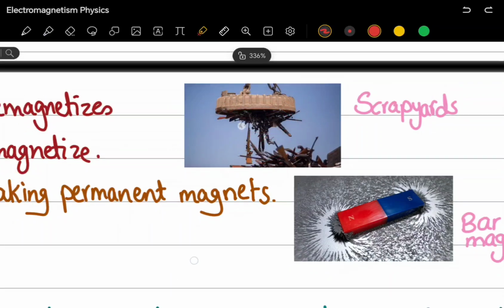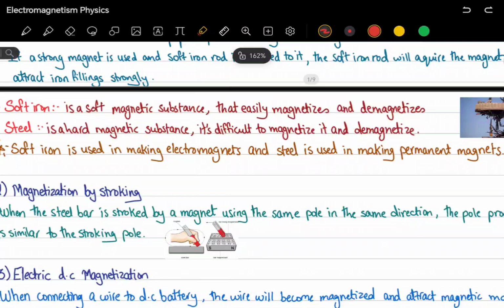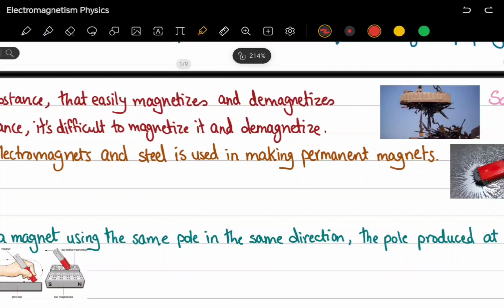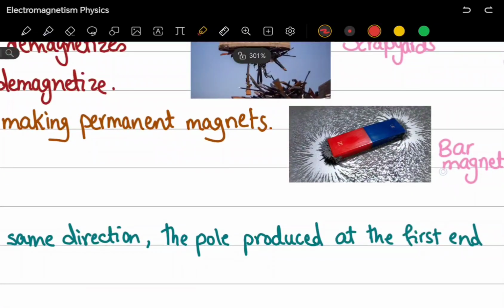When we talk about a hard magnetic substance, it's difficult to magnetize and demagnetize it. It means that we can't control it, for example, by current. It will forever stay as a strong magnet. A very common example is the bar magnet. The bar magnet, once it's magnetized, is difficult to demagnetize back, and therefore it can hold its magnetic property for a longer time compared to the electromagnets.